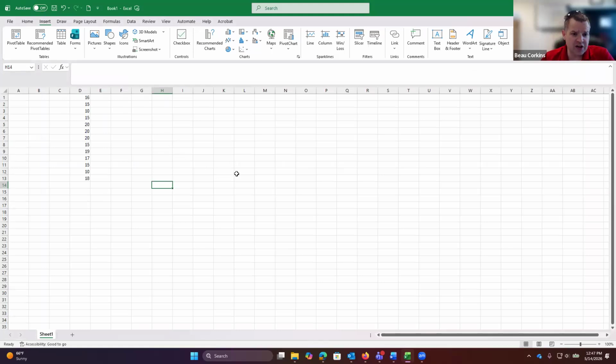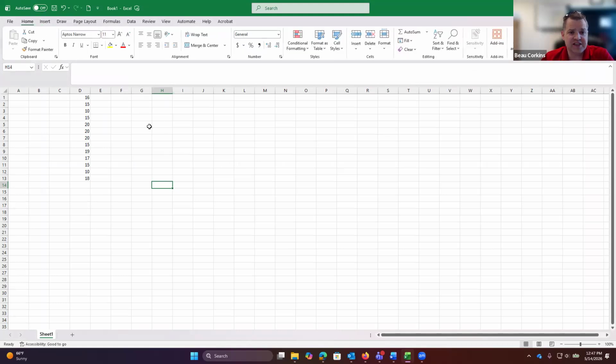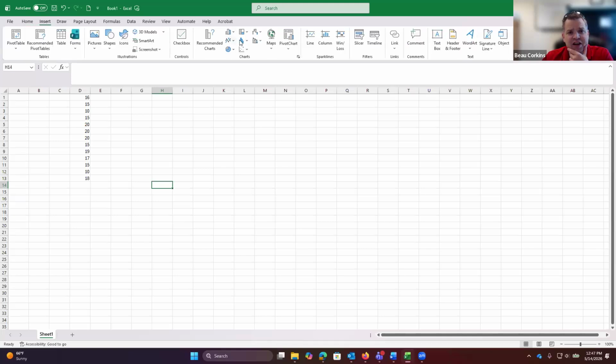I've already entered the data values. Human error is the biggest issue, so make sure that's your #1 priority, to not mis-enter the data. All right, so first let's make a histogram.